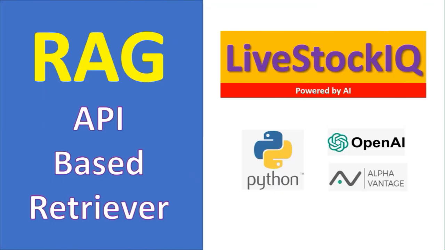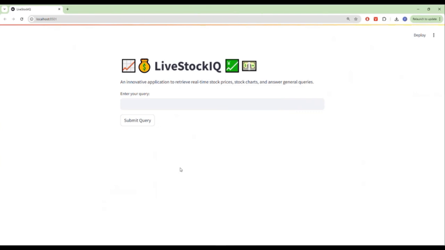All right, so here we are going to implement Livestock IQ, an innovative application designed to showcase the power of integrating a live API server with AI to retrieve real-time stock prices. This app leverages the RAG, which is Retrieval-Augmented Generation framework, with an API-based retriever. Here is how it works. So this is the dashboard of the Livestock IQ app. This app leverages the RAG API-based retriever to provide real-time stock insights. At the top, you see the app's title, showcasing its purpose to retrieve stock prices, stock charts, and answer general queries. Users can start by entering their query in the provided text box.